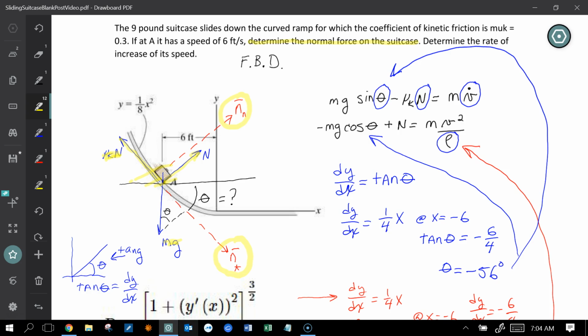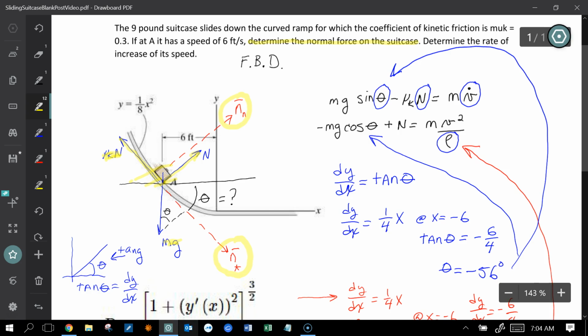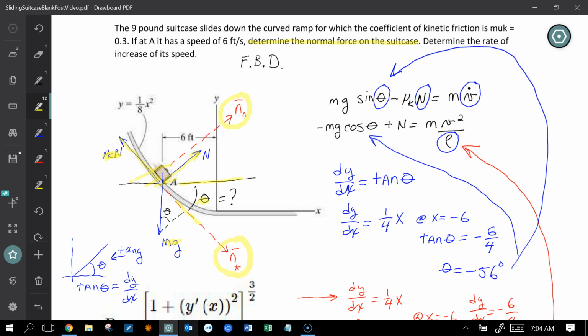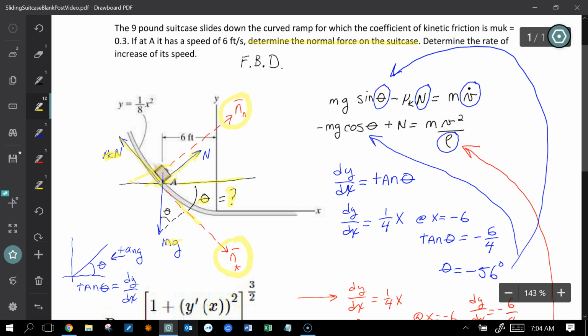Once you know those directions, you need to sum forces in those two directions. In order to accomplish that, you're going to have to find an angle. So, for example, I've labeled an angle here, which is from the horizontal line to the tangent. The reason I do that is because I know there's a relationship between that angle and the tangent line using calculus. We'll get to that in a second. So the question really is, what's that angle? I need to find that angle.